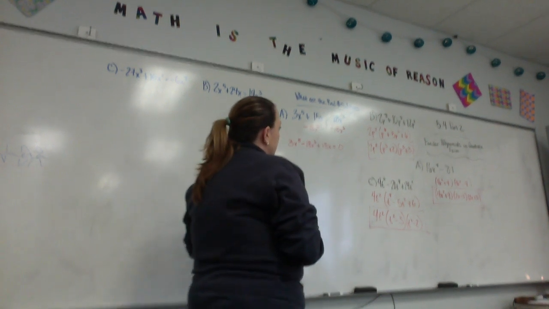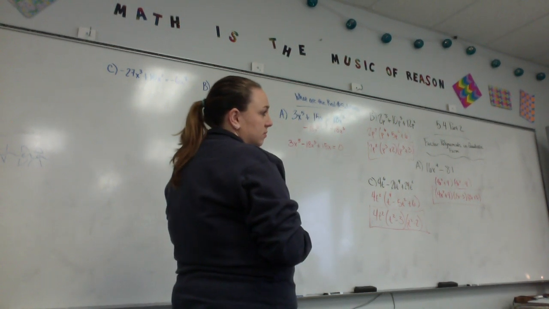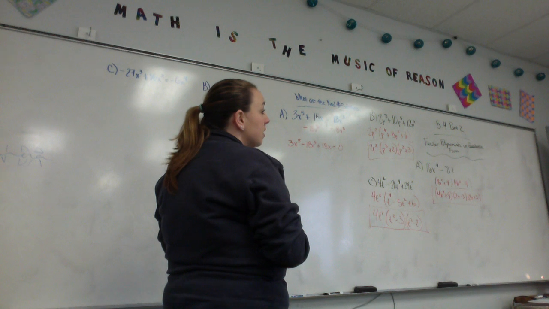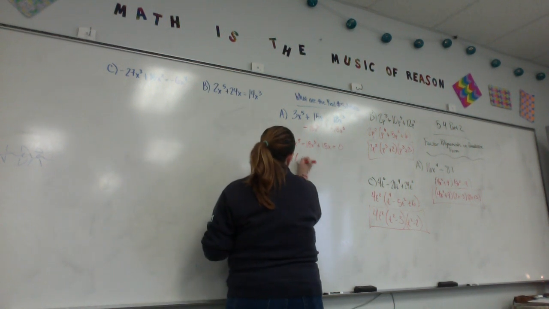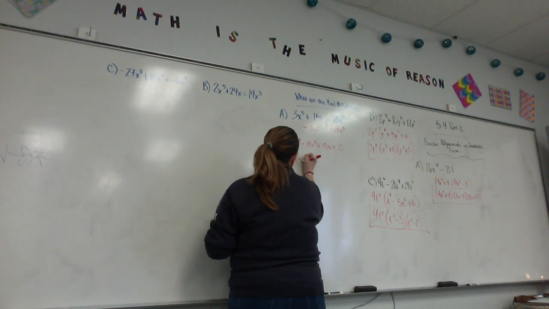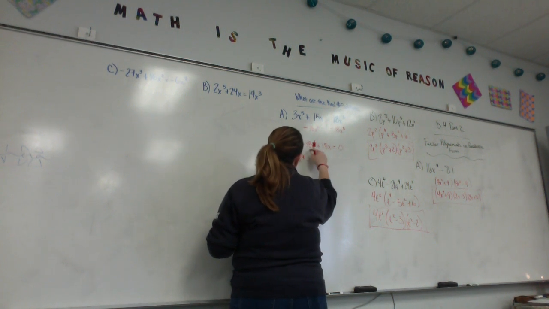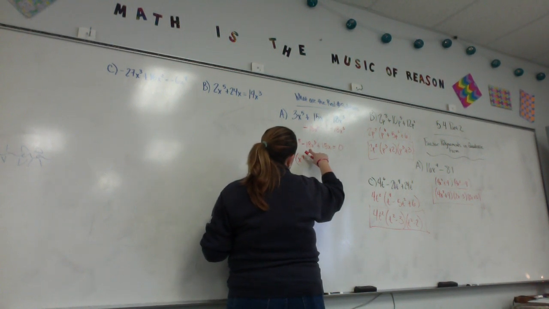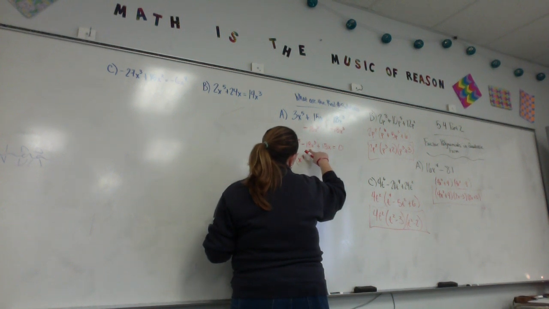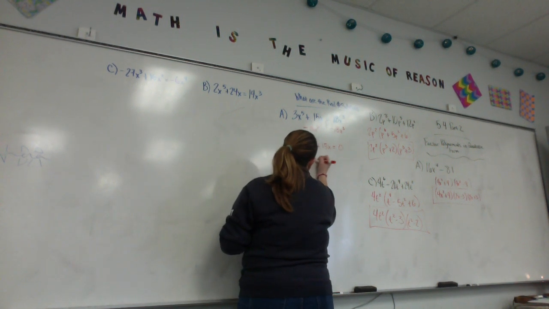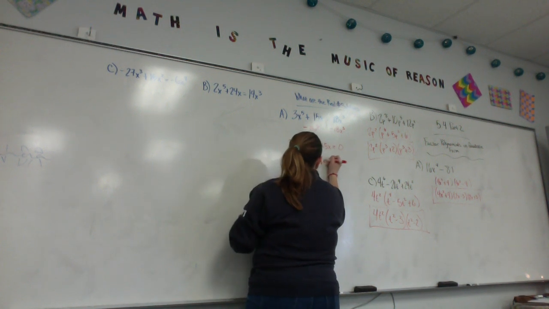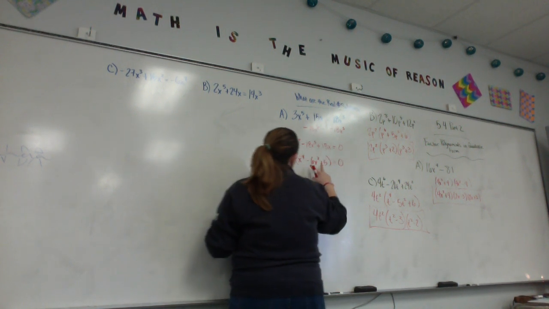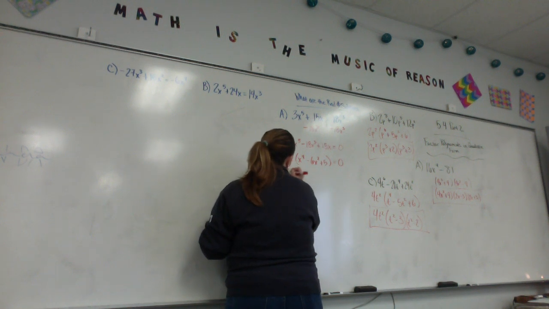Now what do you think we're going to do from there? Take out a 3x. If I take out a 3x, what do I get here? X to the 4th. Good. If I take out a 3x from here, what do I get? Negative 6x squared. And if I take a 3x from here, I get what? 5. Beautiful.